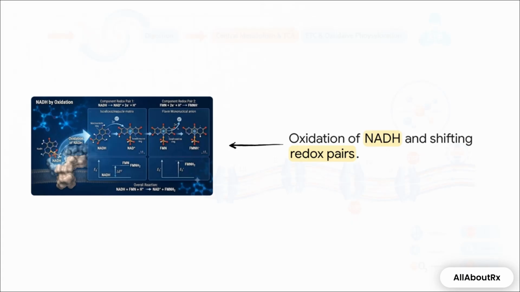Fundamentally, free energy is released as electrons move from a reductant to an oxidant. They can transfer in a few different ways, maybe as hydride ions to NAD+, as hydrogen atoms to FMN or FAD, or just as single electrons to cytochromes. Basically, they're constantly shifting those component redox pairs along the way.